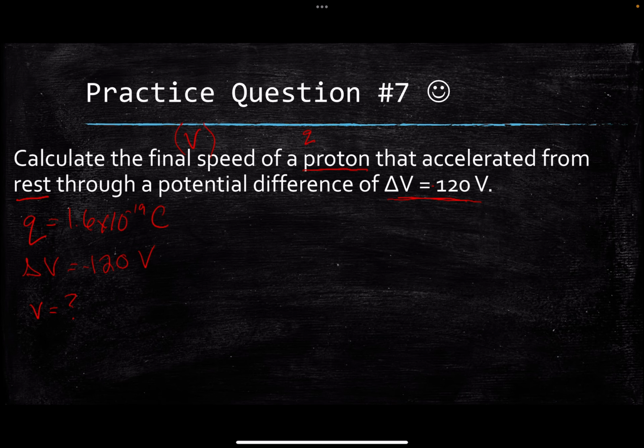If you think back, we have this proton and it is being accelerated, right? So this is going to be a conservation of energy because we're looking for speed, and the only time we've even talked about speed is when we've talked about kinetic energy. We know our change in potential energy and our change in kinetic energy needs to equal 0 because the total energy of the system remains constant. So our change in potential energy is going to equal the change in kinetic energy.